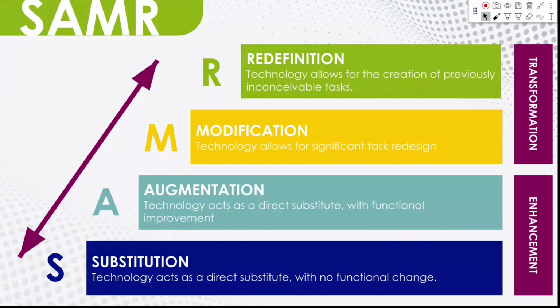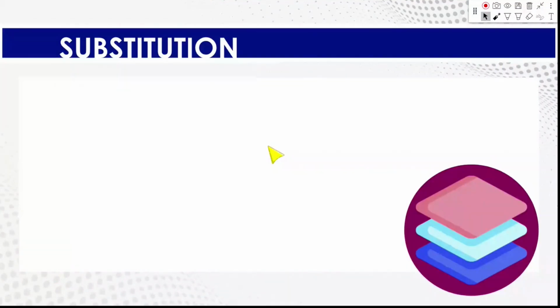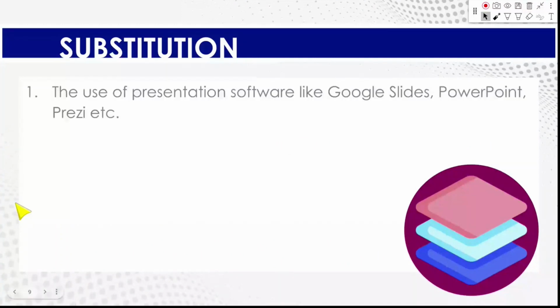Right. So substitution. What constitutes a substitution? Let's have a look at a few examples. Firstly, when we use presentation software like Google Slides, PowerPoint, Prezi, a whole bunch of different things. Remember, there's a blurry line between substitution and augmentation, because I can easily make the argument that using this Google Slide as I'm doing now is not just substituting what I would normally do. It's adding more to it than I would have been able to do. So we could argue for augmentation, but it's certainly not transforming what I'm doing.